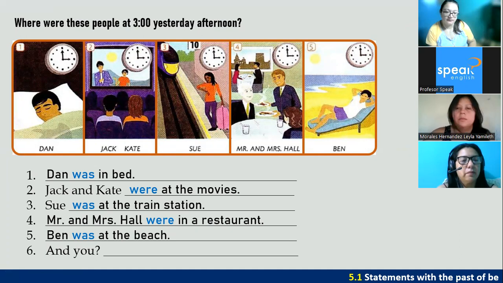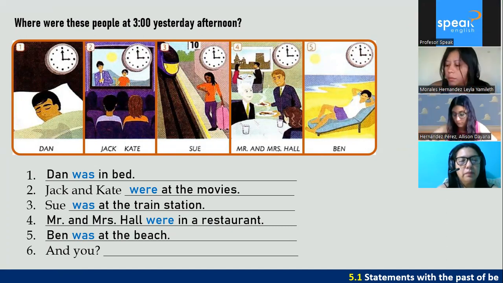Eso se llama pasado continuo. El pasado continuo es cuando nosotros decimos una oración que estaba en proceso o en progreso en el pasado, ¿verdad? En un momento determinado. La oración está bien, ¿verdad? Porque me pueden decir qué estabas haciendo. What were you doing? Pero la pregunta es diferente.